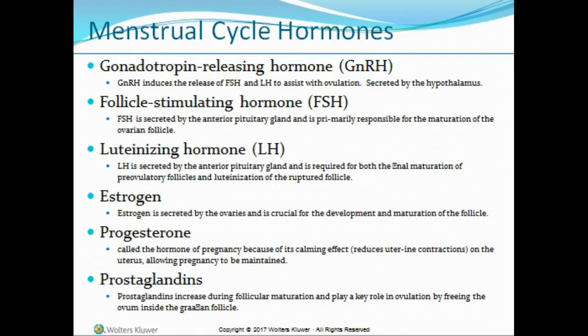Your progesterone is called the hormone of pregnancy because of its calming effect. It reduces uterine contractions, allowing the pregnancy to be maintained. Progesterone is the hormone of pregnancy. We say progesterone maintains the pregnancy.